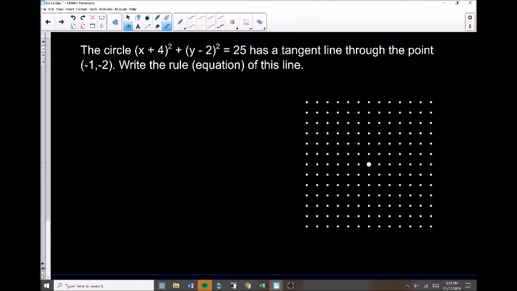The circle x plus 4 squared plus y minus 2 squared equals 25 has a tangent line through the point negative 1, negative 2.